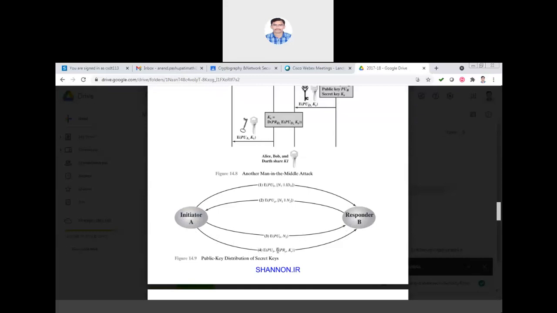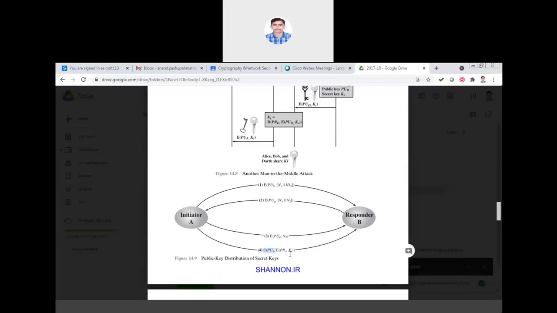That is using public key encryption. What is public key encryption? A is encrypting KS using his private key first. You first see the innermost operation, that is E PRa of KS. A is encrypting the secret key, or you can call it the session key, using his private key, and the entire package is again encrypted using a public key.